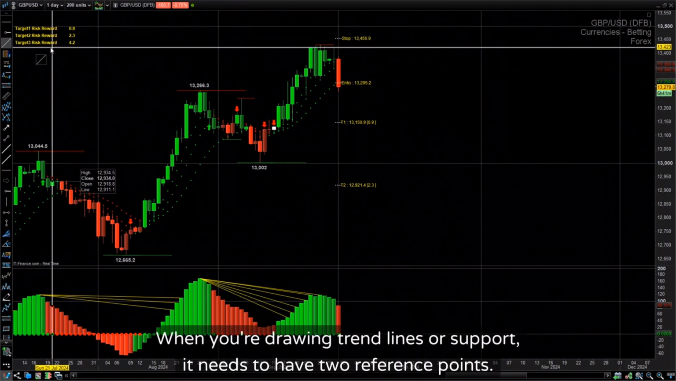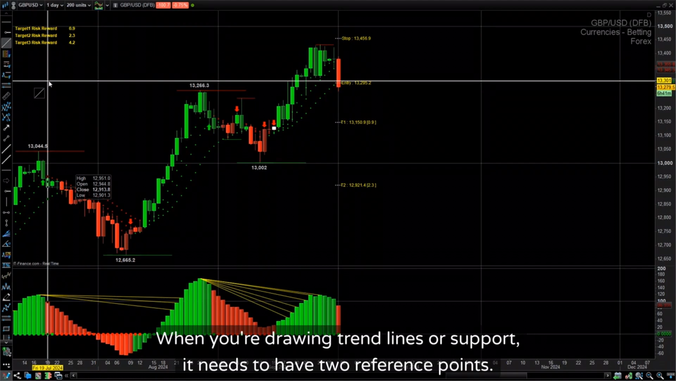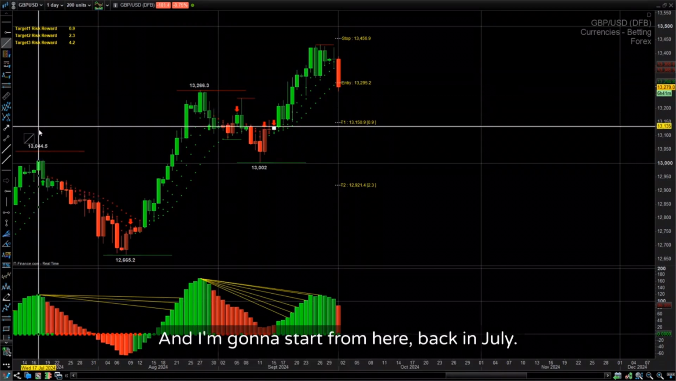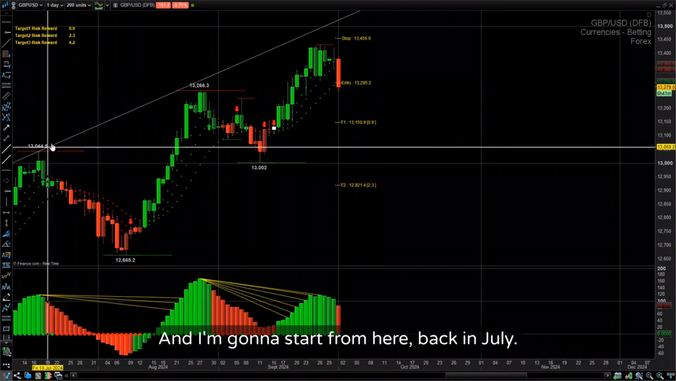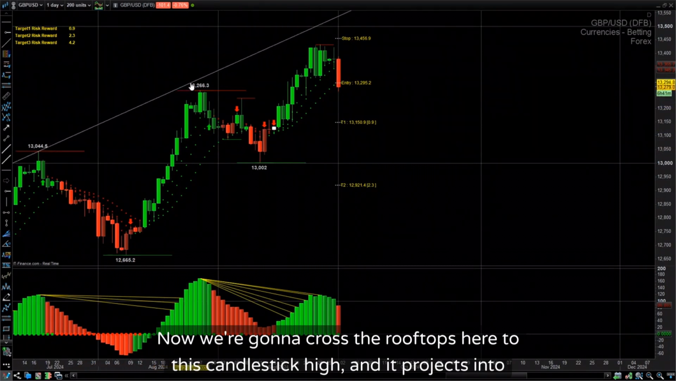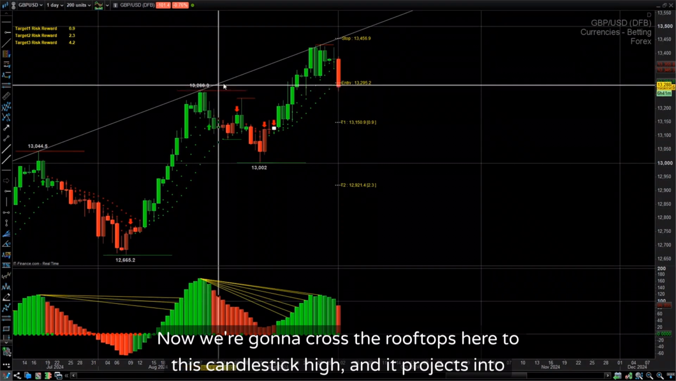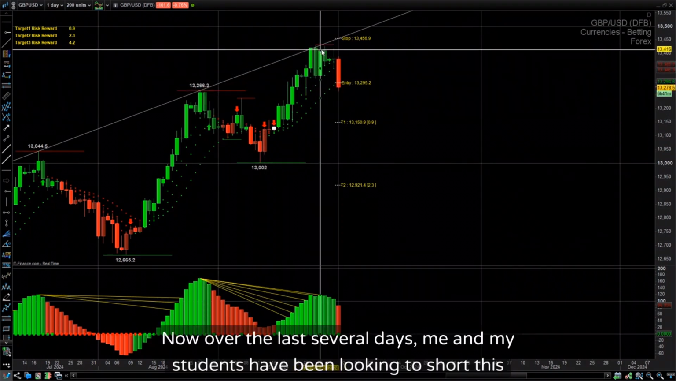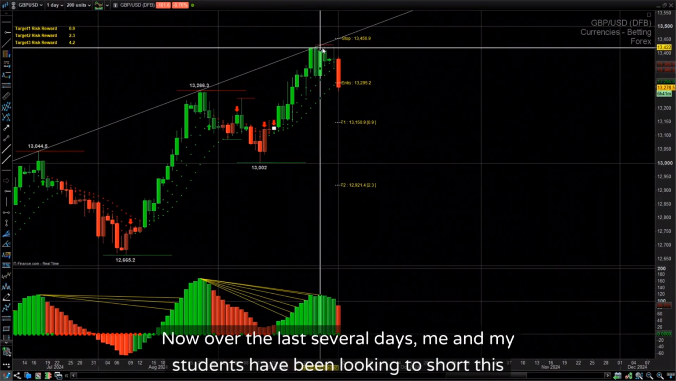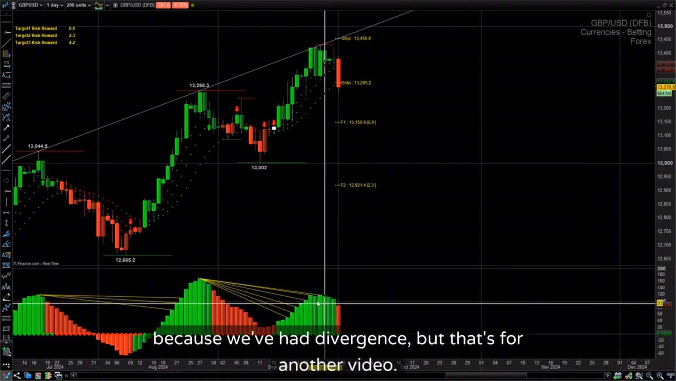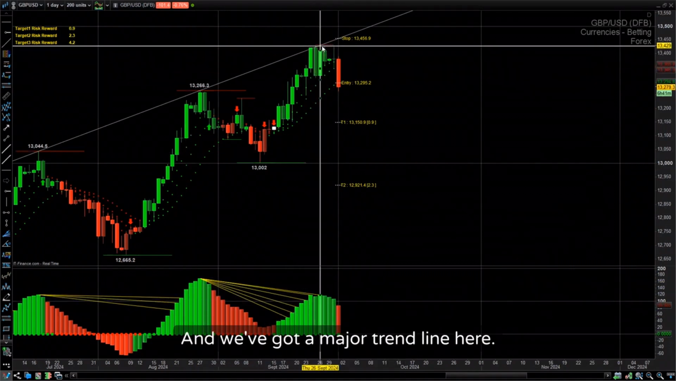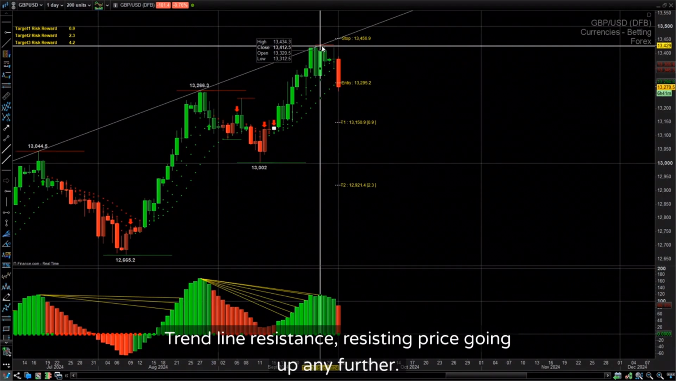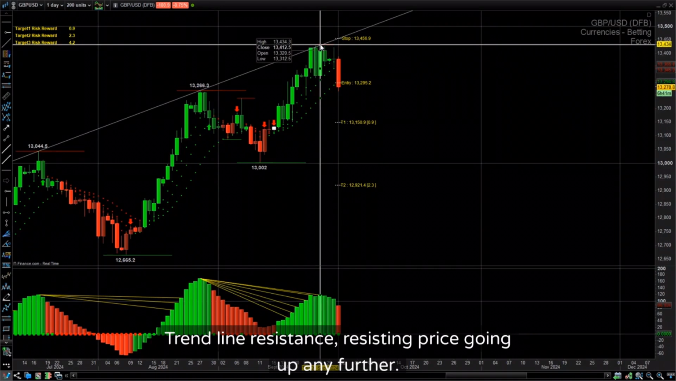Now, when you're drawing trend lines or support, it needs to have 2 reference points. And I'm going to start from here, back in July. I'm going to cross the rooftops here to this candlestick high, and it projects into the future here. Over the last several days, me and my students have been looking to short this because we've had divergence, but that's for another video. And we've got a major trend line here. Trend line resistance, resisting price going up any further.